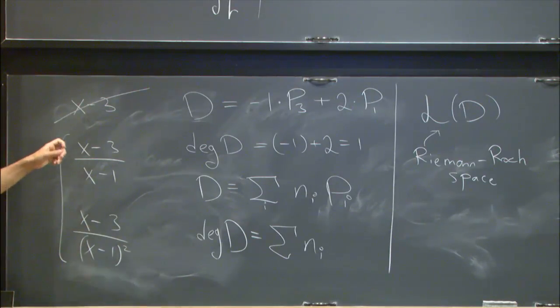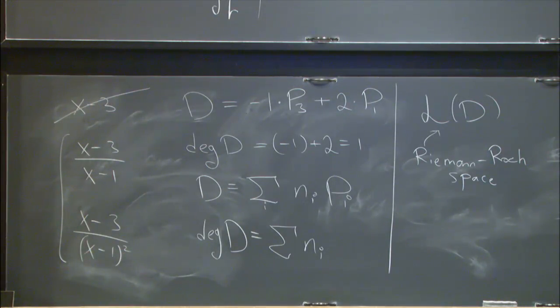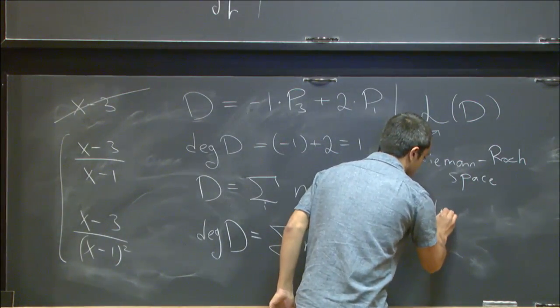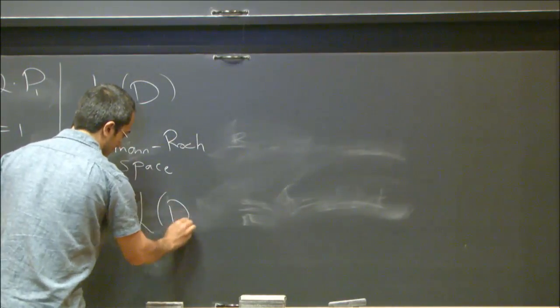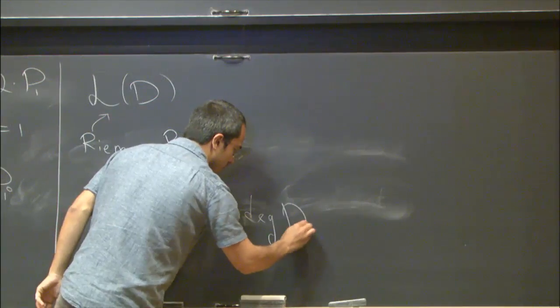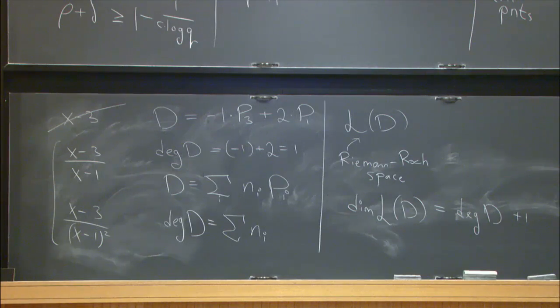So here in the rational function field, you saw that if the degree is, in this case, 1, then the dimension of the subspace is 2. And it's easy to convince yourself that the following is a trivial statement here: the dimension of the subspace is the degree plus one. This is nothing more than that.